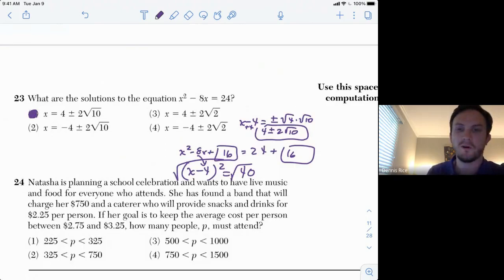And again, you can do quad formula. I usually like to do CTS if I notice that x has an even number in front. It's usually going to be a little bit faster. Where did I get 16 from? That magic number that you add to both sides is always going to be half of the b value, in this case negative 4, squared. Squaring negative 4, you get positive 16. It'll always be positive since you're squaring it.